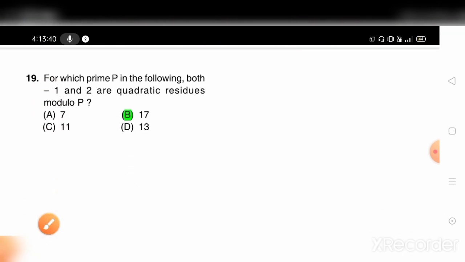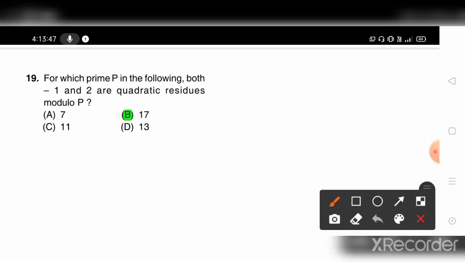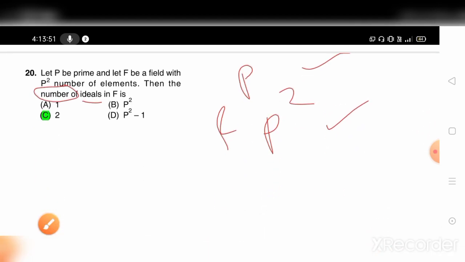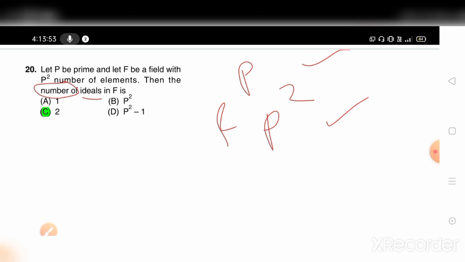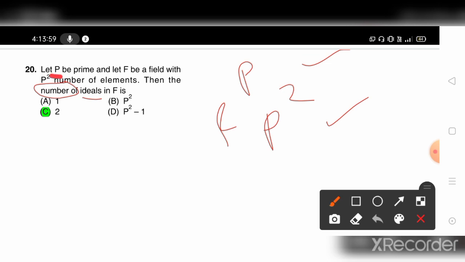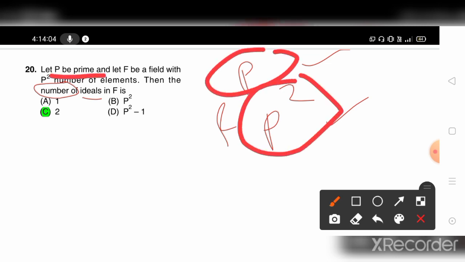Next question. For which prime p in the following are both minus 1 and 2 quadratic residues modulo p? Answer is 17. Next question. Let P be a prime and F be a field with P squared elements. Then the number of ideals in F is... here P is a prime and the field has P squared elements. The number of ideals is 2.